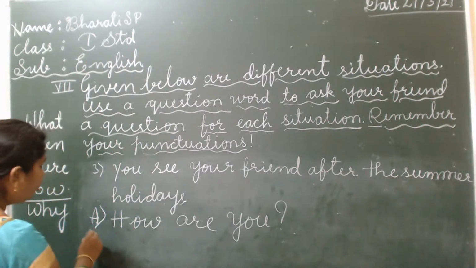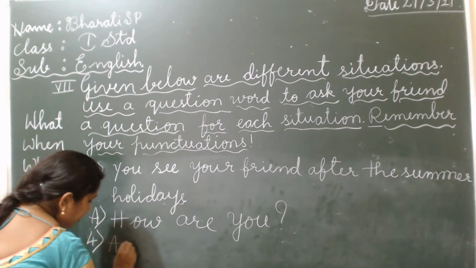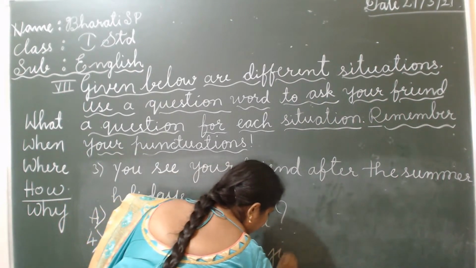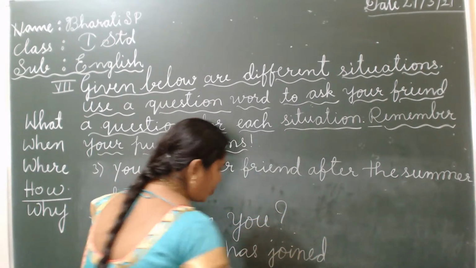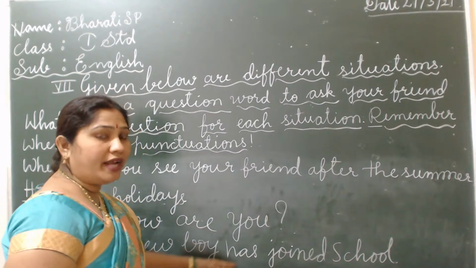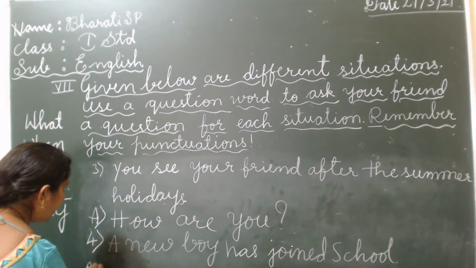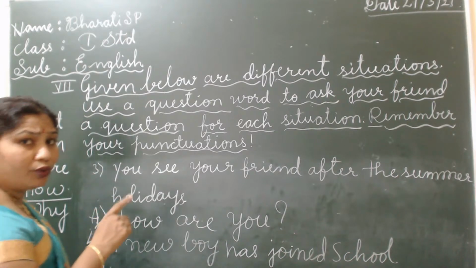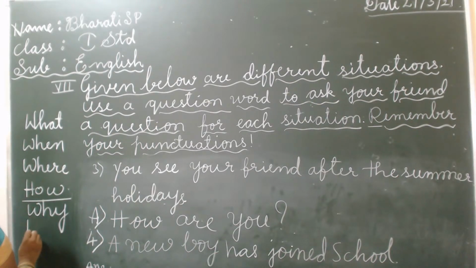Next, fourth one. See here, children. A new boy has joined. A new boy has joined school. Just imagine a new boy has joined your school. Then what question do you want to ask here, children? Which one question word you need to use here, children? See here. Yes, he is new. You don't know who this boy is. Then you need to use who.